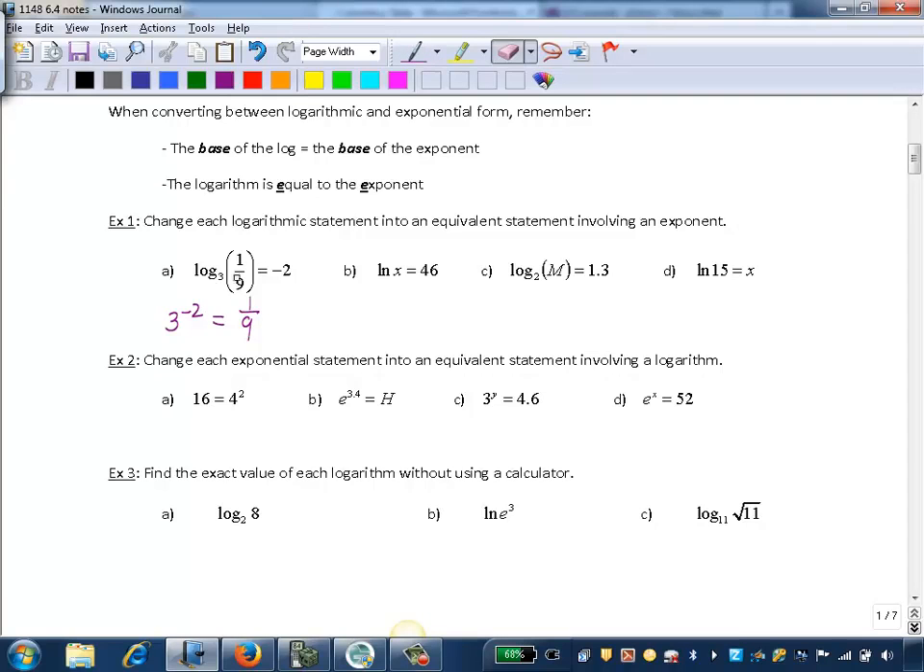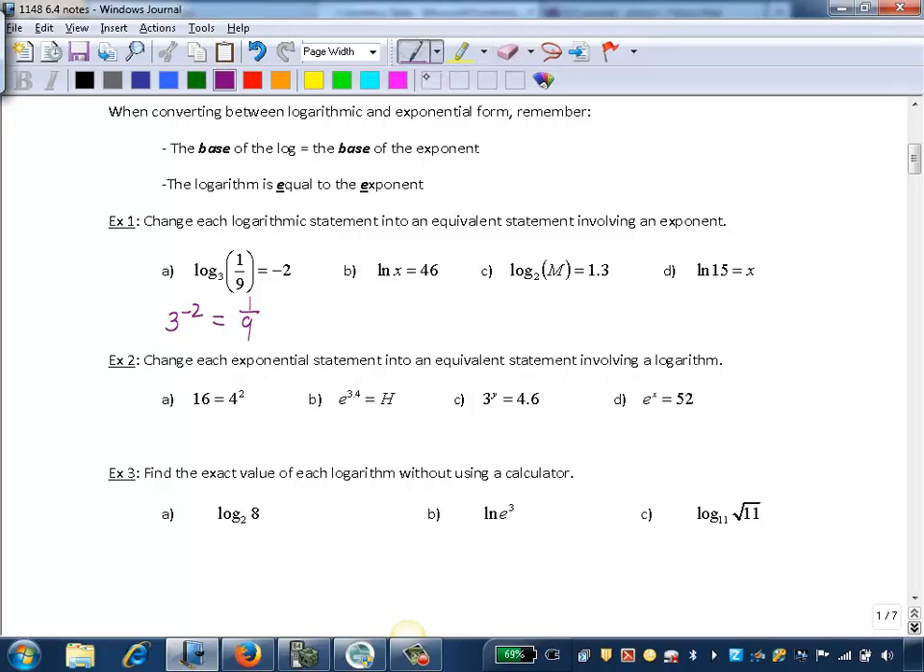So if you notice, you've got a base, an argument, and then a number over on the other side of the equal sign. All three of those have to go in a certain place. They're all going to go somewhere in the equivalent form. So base of log, base of exponent. Log's always equal to the exponent, so that's the exponent you're going to put on the base of 3, and that's going to equal the argument 1/9. And we can see that that is in fact true. 3 to the -2 power is in fact 1/9.